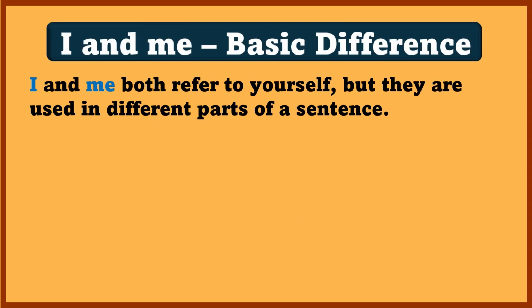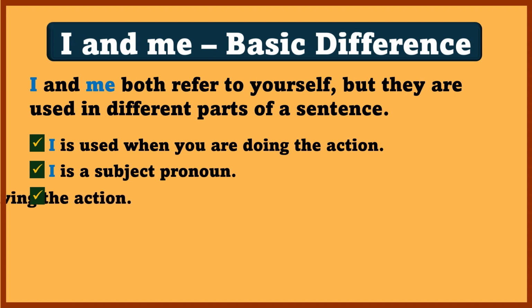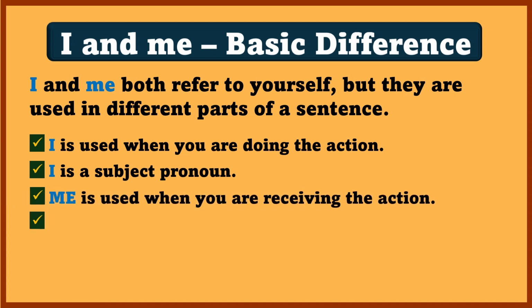I and me both refer to yourself, but they are used in different parts of a sentence. I is used as a subject and me is used as the object. I is used when you are doing the action. I is a subject pronoun. Me is used when you are receiving the action. Me is an object pronoun.